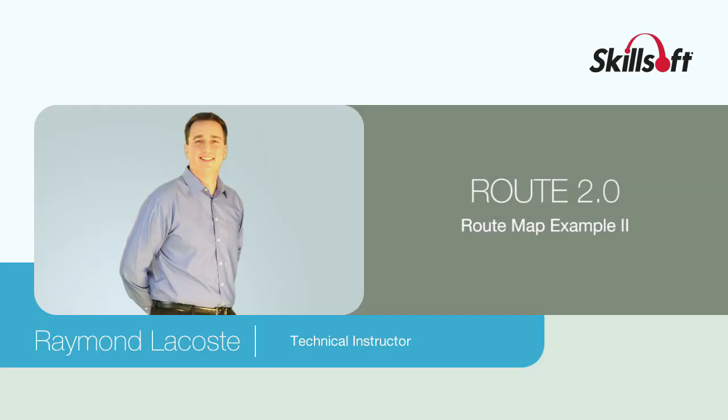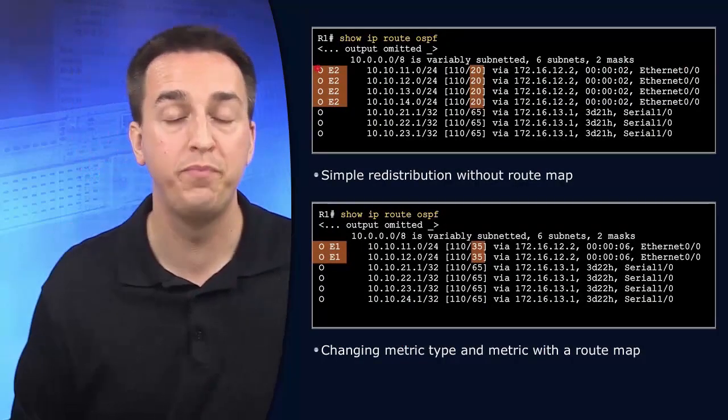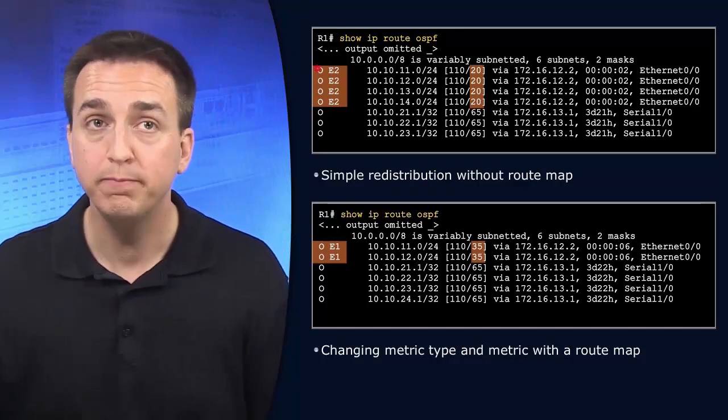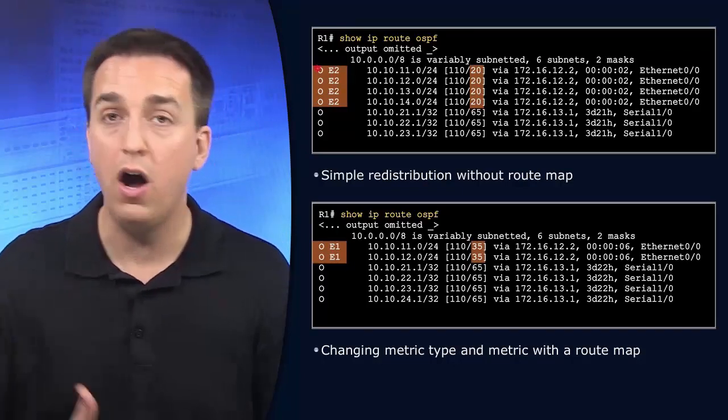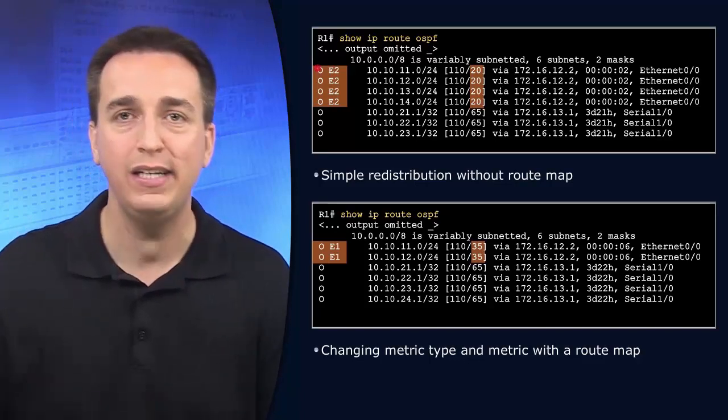Before the route map is applied, this is what the routing table looks like on R1. The routing table shows that every single route is being redistributed. They all have a metric of 20, and they're all E2s. That's the defaults. Go back to the example.